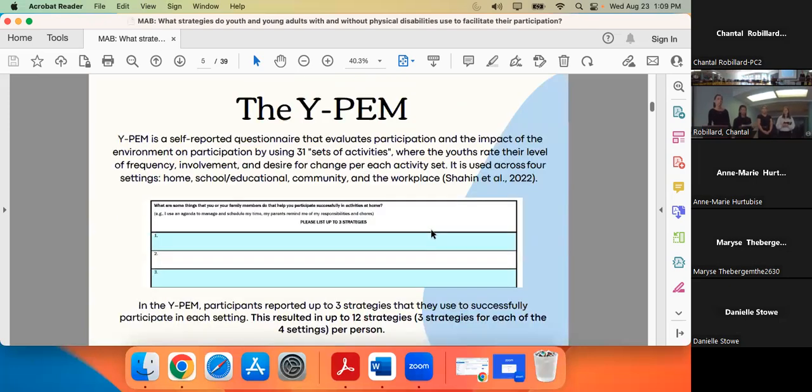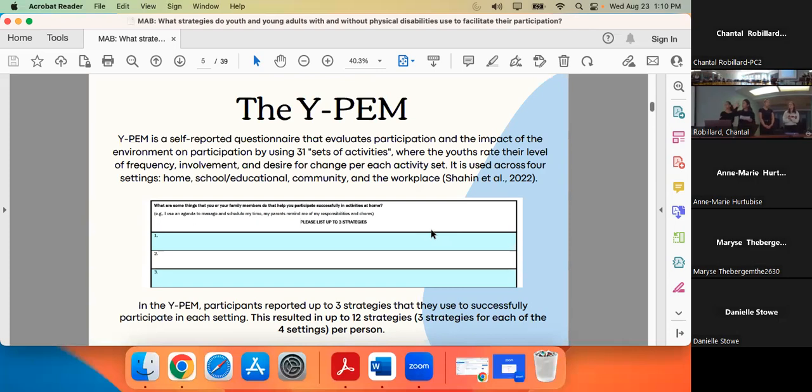Review Board. So the YPEM is a self-reported questionnaire that evaluates participation and the impact of environment on participation using 31 sets of activity. So the youth had to rate their level of frequency, extent of involvement, and desire for change per activity set. And this was done across 4 settings: home, school, community, and the workplace.